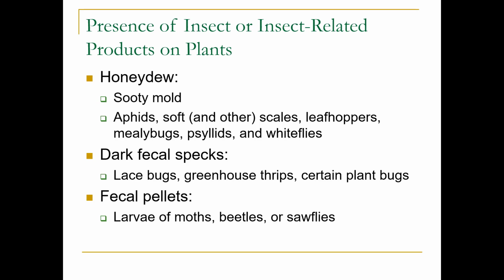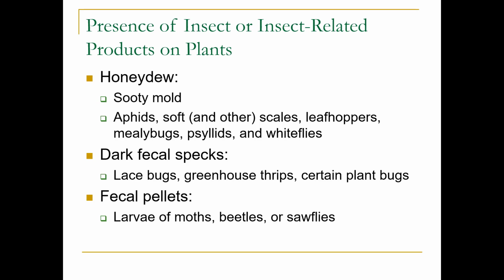So you may not see the insects, but you might see some of their products. One of the things you'll see is honeydew, and honeydew will provide food for sooty mold. So you may very well see sooty mold out there and think it's a fungus, but if you were to scrape it off the leaf, it goes away. It's just growing on the honeydew. And so when you see this, you've got something with piercing, sucking mouth parts: aphids, not all scales but the soft scales, leaf hoppers, mealybugs, psyllids, and whiteflies.